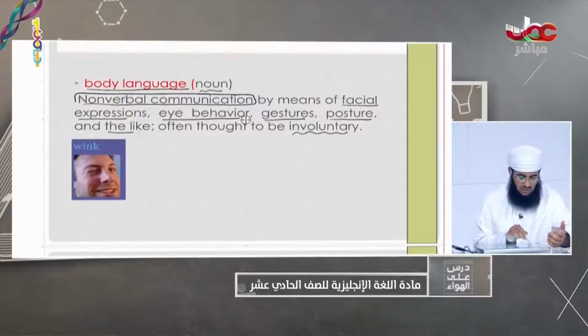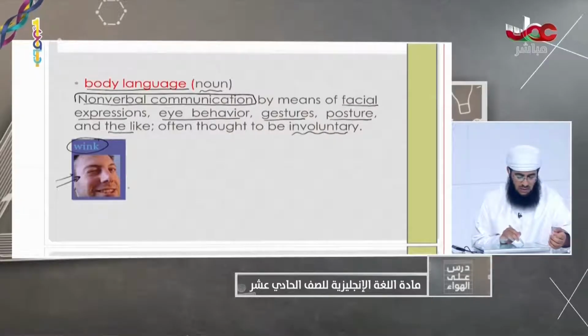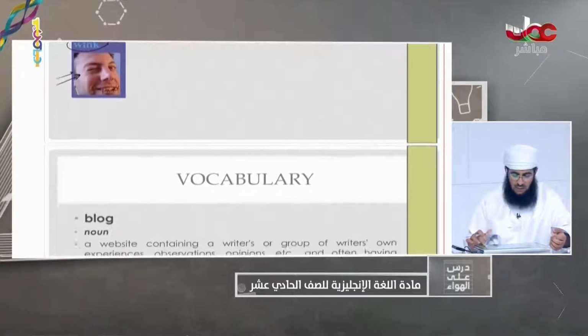As you can see here, we have an example of it. For example, the word wink. As you can see, the man is winking now, so he is not saying anything without any verbal action. Okay, so this is what we mean by body language.